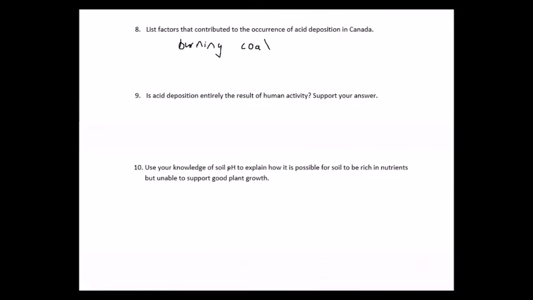Use your knowledge of soil pH to explain how it's possible for soil to be rich in nutrients but unable to support plant growth. So that was that graph that showed what nutrients are absorbed best in different pHs. For number 10, the nutrients may be there, but if the soil is too acidic, then those plants aren't going to absorb the nutrients. If you're not sure about that one, just take a look at that graph that I showed in the last lesson.